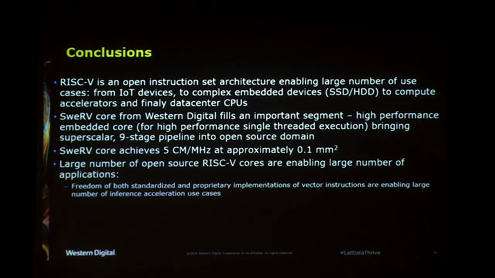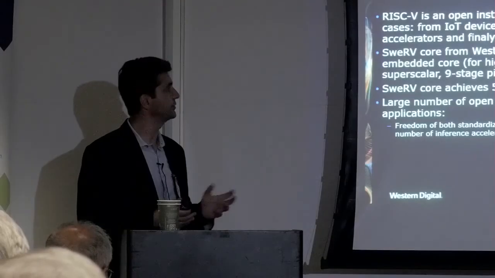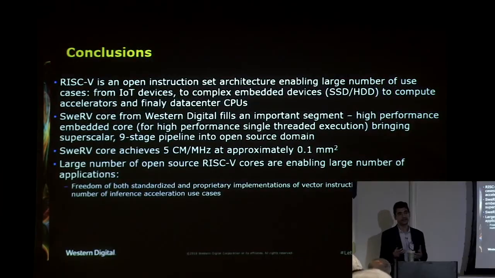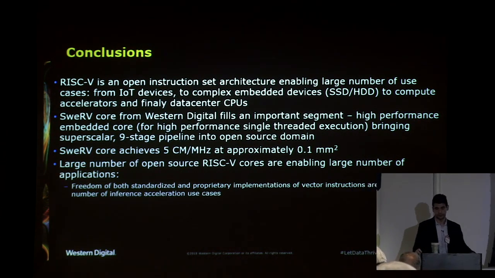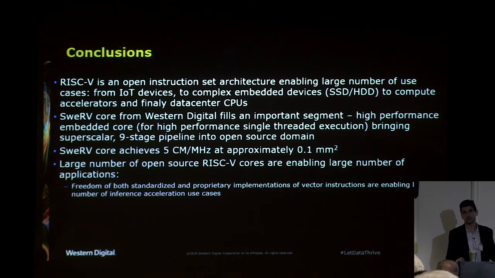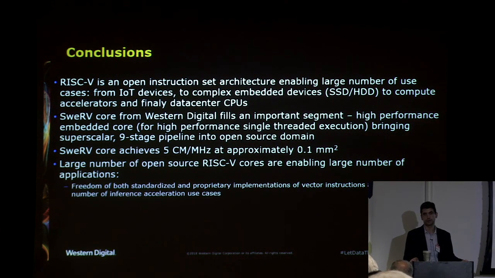So to conclude, RISC-V is an open instruction set architecture, enabling a large number of use cases from IoT devices to complex embedded devices like our flash controllers, to compute accelerators, and finally data center CPUs. I met under NDA many startups that are working on neural network accelerators and that are using the RISC-V instruction set. The reason is that it gives them a lot of working software. Depending on what they're trying to do, it gives them a Linux port, it gives them GCC, it gives them LLVM support. LLVM is very popular as a baseline to build these high-level hardware compilers.